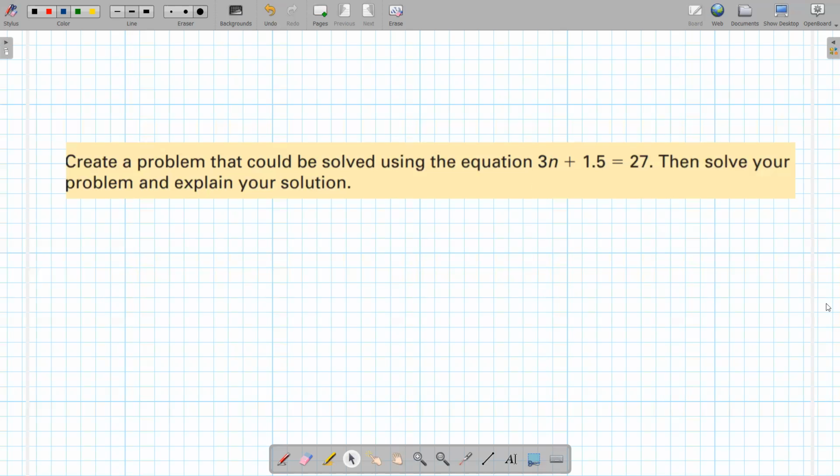Okay, I'll give you one. I went to the store, right? I bought 3 kilograms of steak plus 1 barbecue sauce, and the total bill was 27. This is kind of testing your creativity. So can you come up with one?